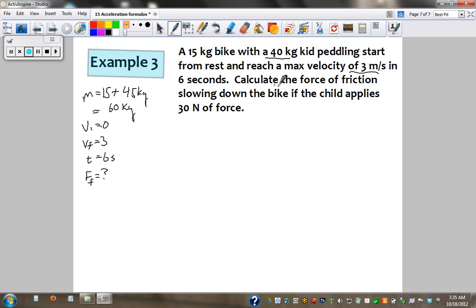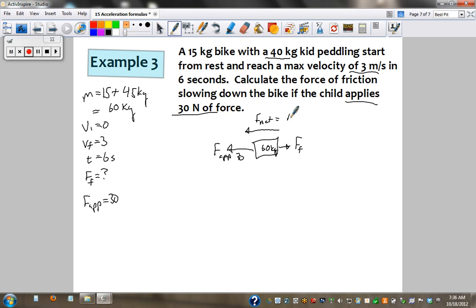As a child applies a net force, child applies a force of 30. So force applied equals 30. Picture, kid on a bike applies a force of 30. We want to find force of friction. We know the whole thing is 60 kilograms. If we can find the net force, then we can figure out how much is resisting it.